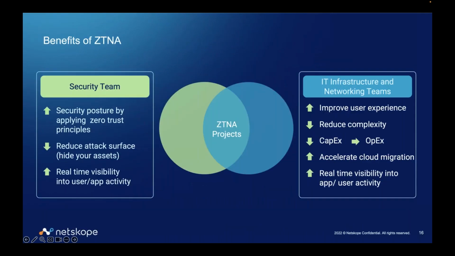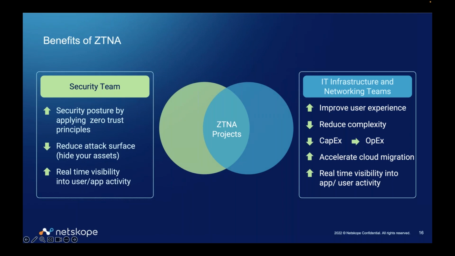The benefits of Zero Trust Network Access differ depending on the team inside your environment that you talk to. From a security perspective, it's obviously security posture, moving towards a Zero Trust principle. We reduce the attack surface. One big difference with the Zero Trust Network Access implementation is there is no VPN concentrator with a public IP address. So you can physically not attack that infrastructure. It's not exposed to the public internet. So you reduce the attack surface. You also get real-time visibility into the user and application activity because it's logged in real time. You know exactly what's being granted access to. So from a security perspective, those are really our benefits.